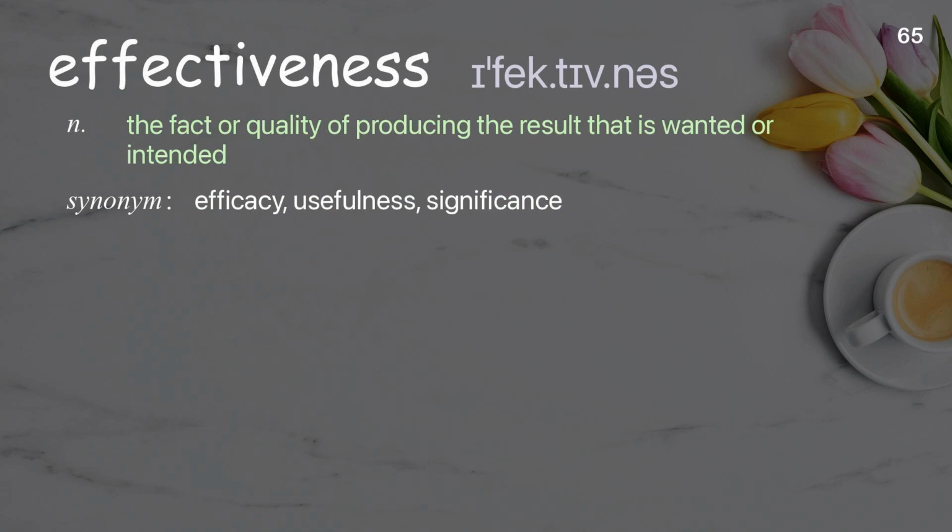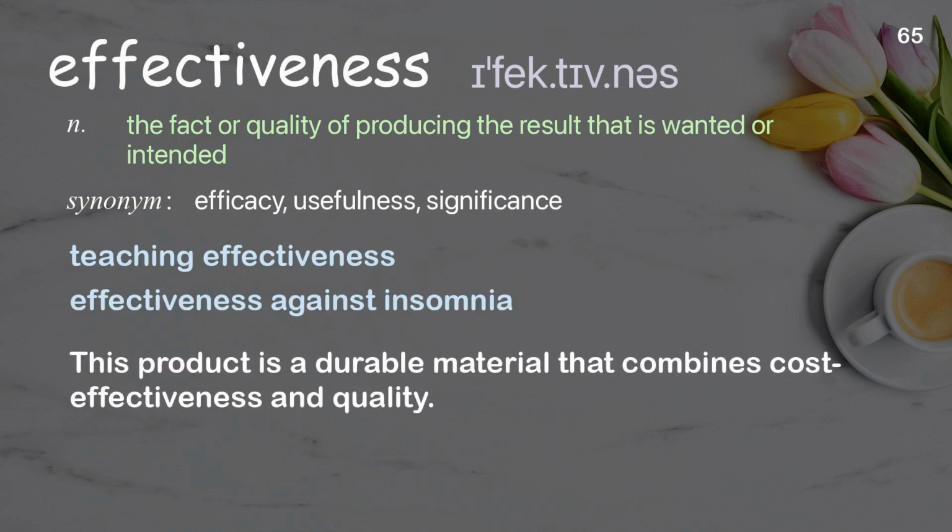Effectiveness. The fact or quality of producing the result that is wanted or intended. Examples: teaching effectiveness. Effectiveness against insomnia. This product is a durable material that combines cost effectiveness and quality.